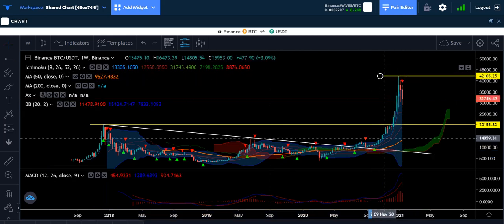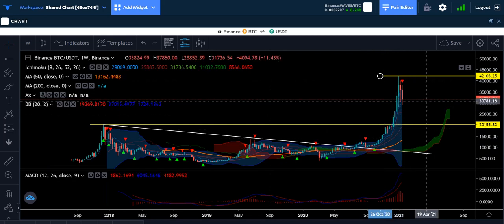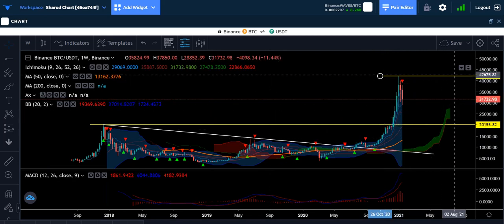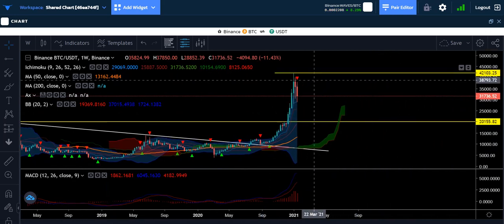Because we topped out at 42K. So I'm going to expect, if we do spend some time in between here and we do make a break up for it, I'm going to expect there to be some resistance here. And why am I showing you guys that?